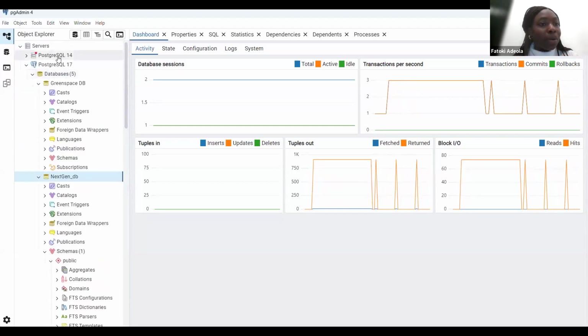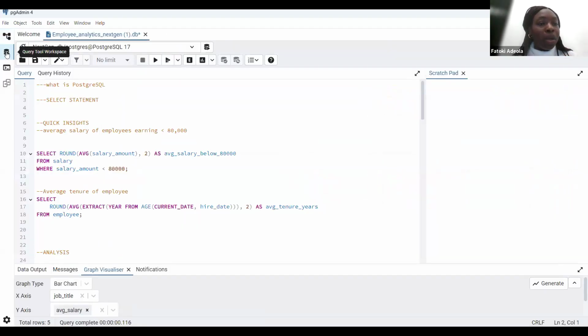So I will go back to my query tool. When you are working in a database, you have a query tool. The query tool is like the environment where you run your query. Right now, I want to show you what a select statement is.